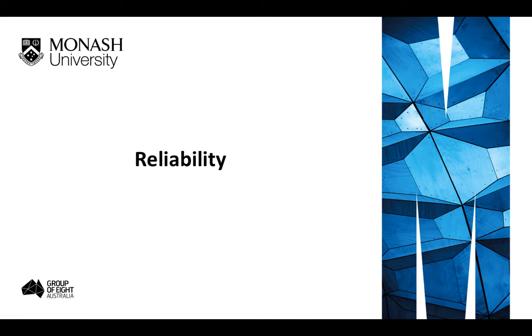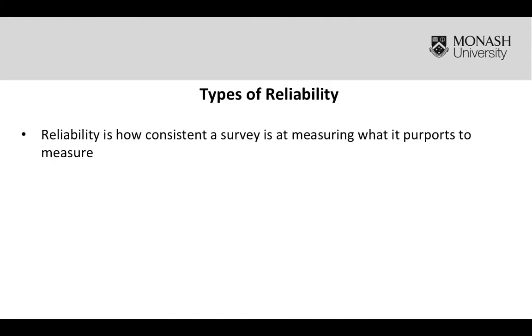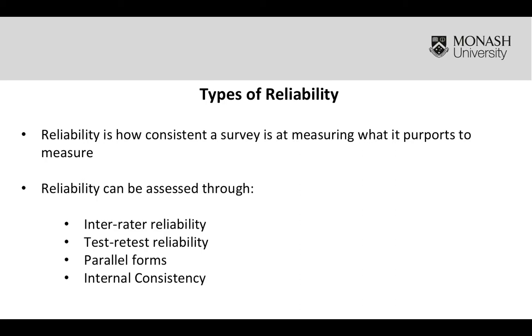Okay, so now you've developed your scale, it's time to actually assess how reliable your scale is at assessing the underlying construct that it purports to measure. So there are different types of reliability, and reliability is how consistent your survey is at measuring what it purports to actually measure. And the different types of reliability are inter-rater reliability, test-retest reliability, parallel forms, and internal consistency. And we'll have a look at all of these a bit closer now.